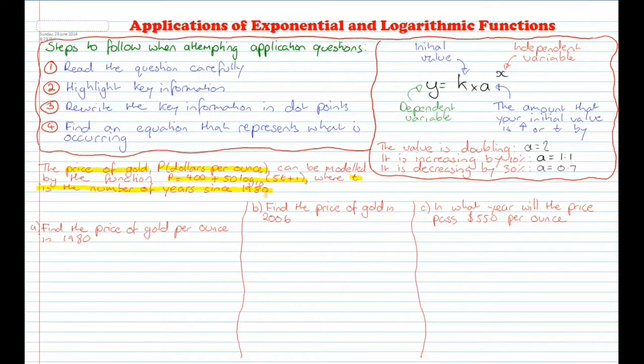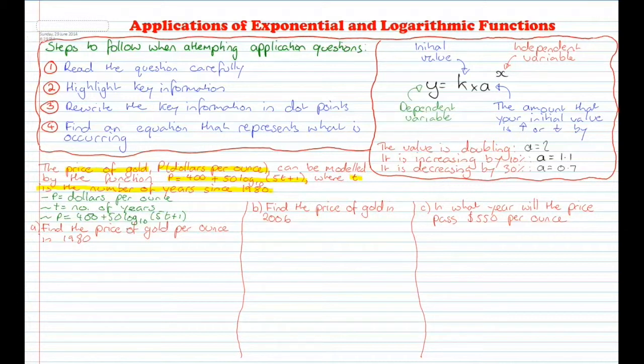Now the next thing to do is go through and rewrite key information in dot points. So let's go through and do that. The first thing that we need to write out is P is equal to dollars per ounce. The next thing that we need to write out is T is equal to the number of years. And of course our equation, and that is P is equal to 400 plus 50 log 10 bracket 5t plus 1, because that's going to help us out when actually working with the next bunch of questions that we've got regarding this information. Now the first question says find the price of gold per ounce in 1980.